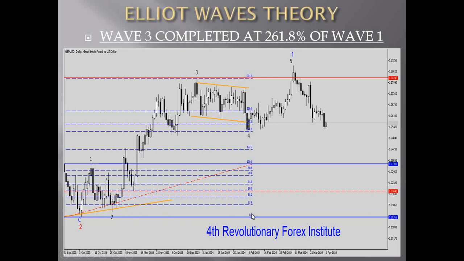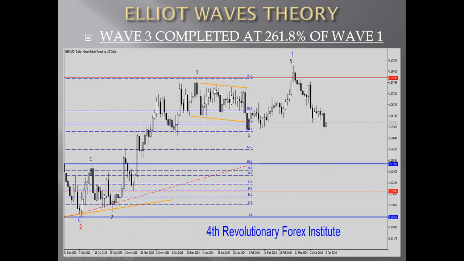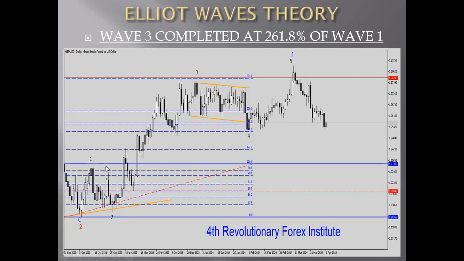So how do we find wave 3? We put our 0 at the start of wave 1, and then we put our hundreds at the end of wave 1. To find wave 2, we put our 0 at the end of wave 1, and then we put our hundreds at the start of wave 1. Then for wave 3, we put our 0 at the start of wave 1, and then we put our hundreds at the end of wave 1.